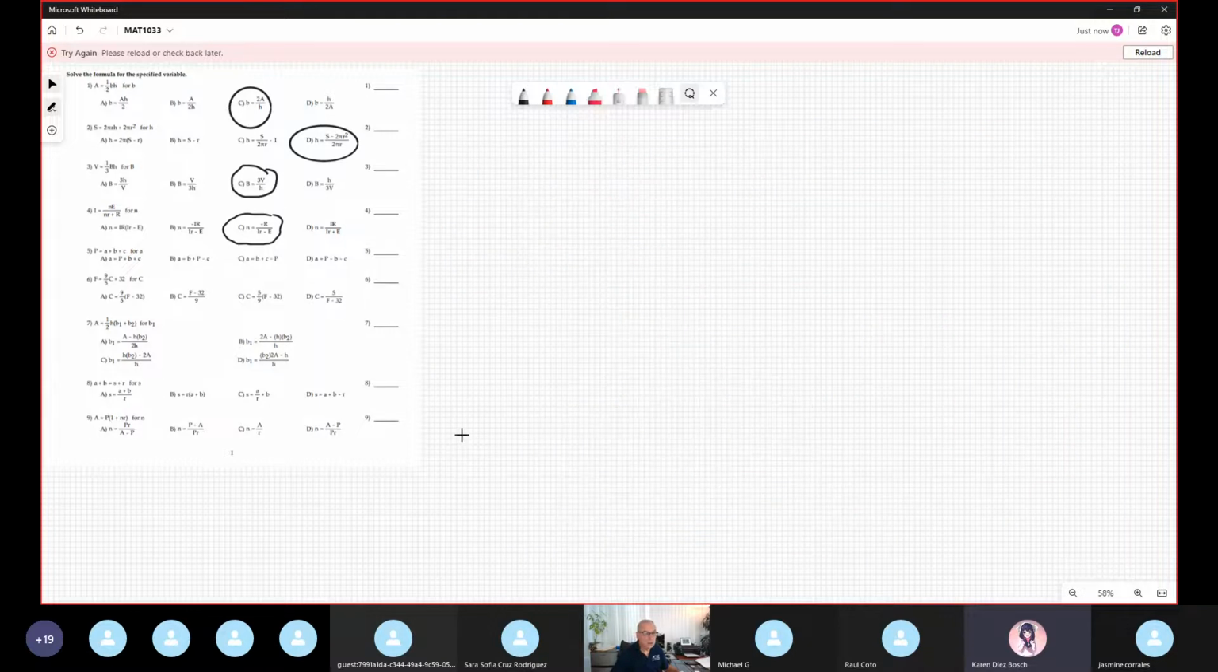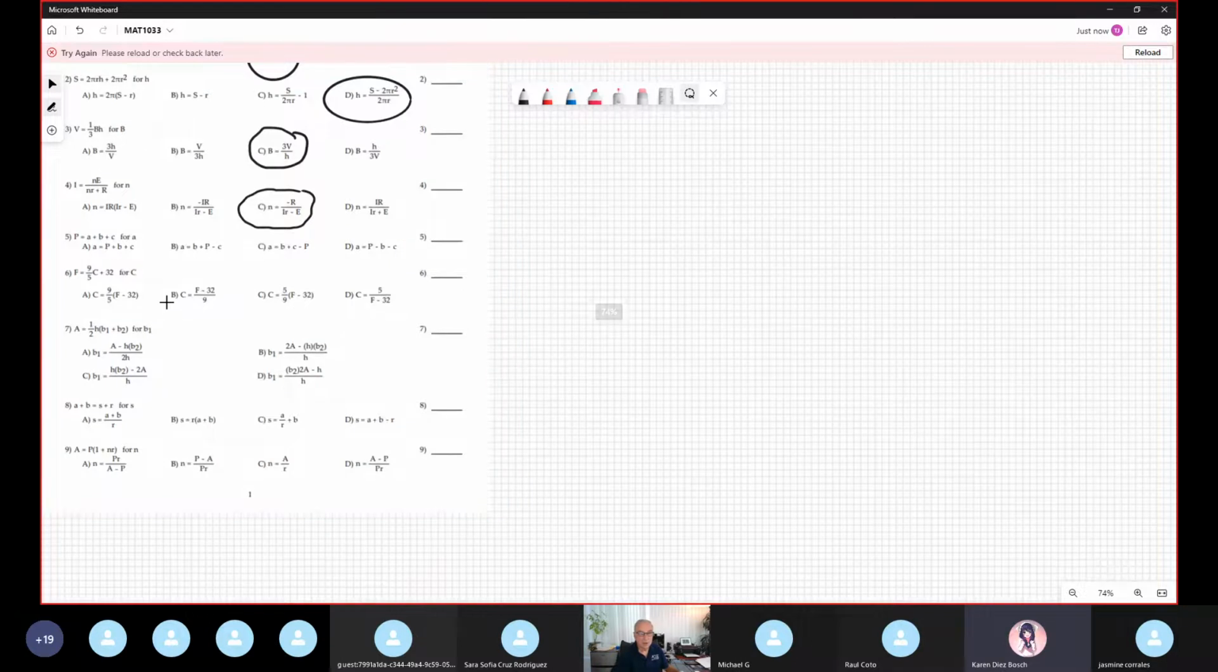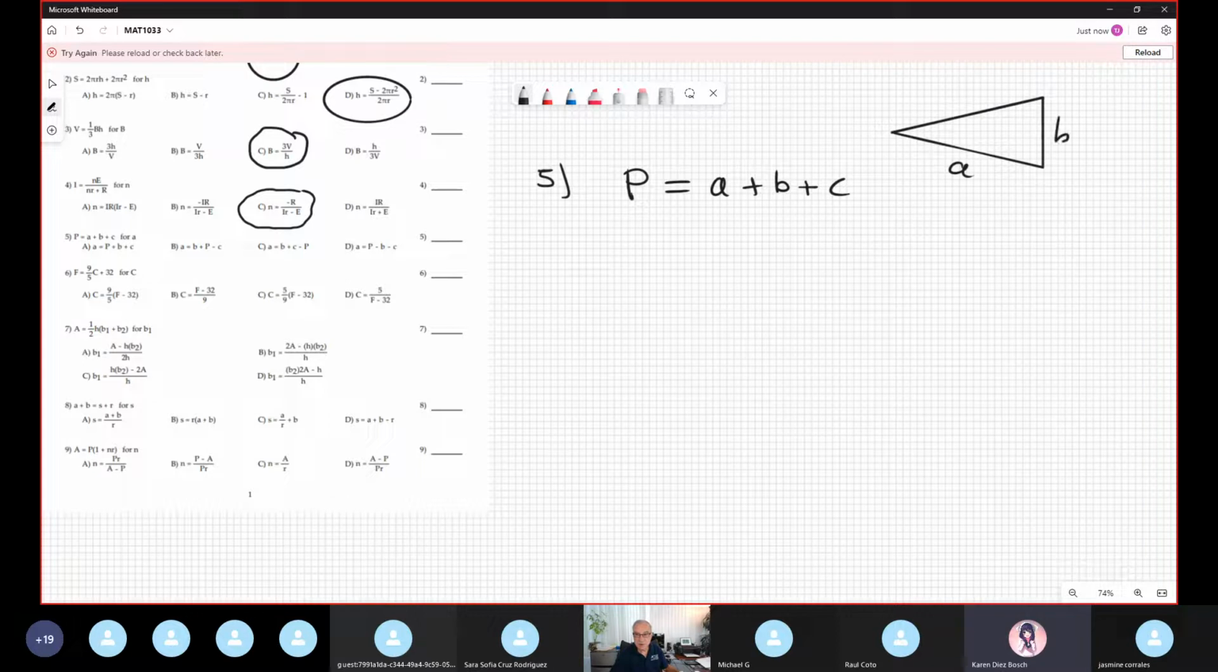Okay. Let me try number 5. Number 5 is P, capital P, is equal to A plus B plus C. This is the perimeter of a triangle. I suppose one triangle here, and the sides are A, B, C, and the perimeter is the distance around. Here I need to solve for A. So the variable I need to isolate is this.